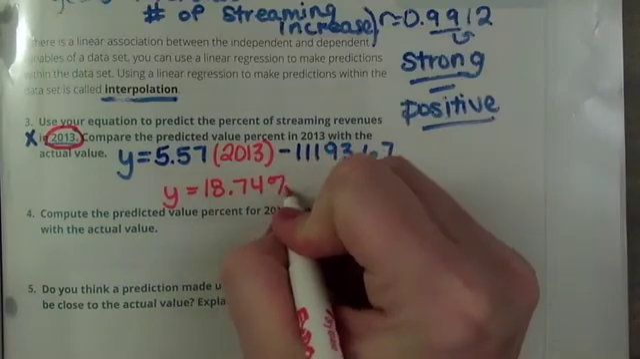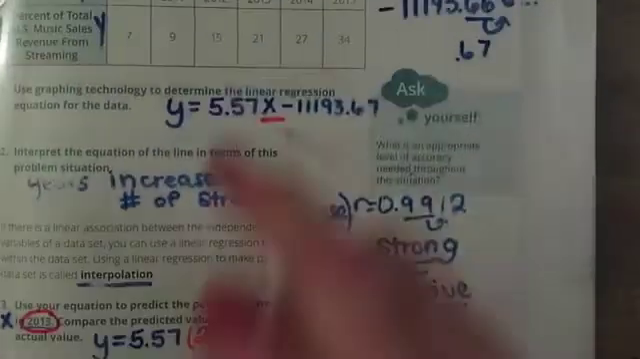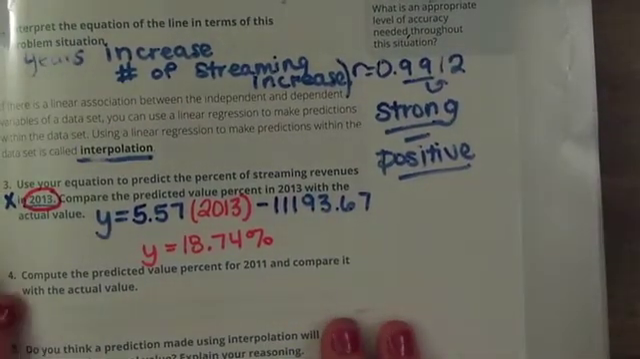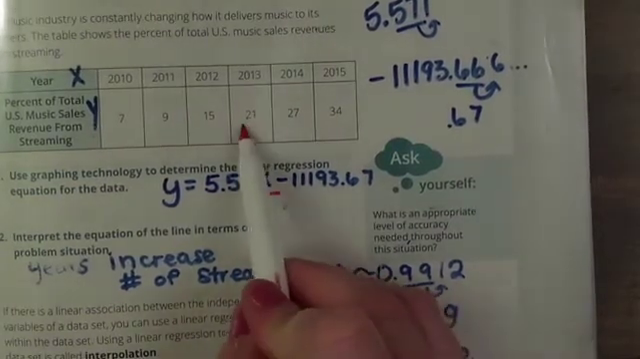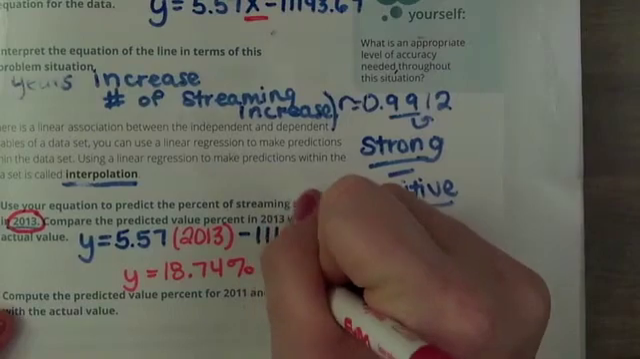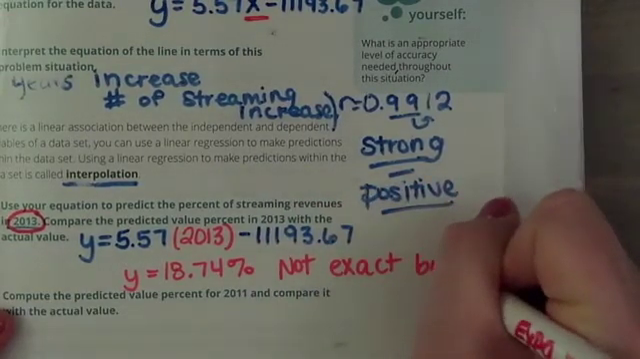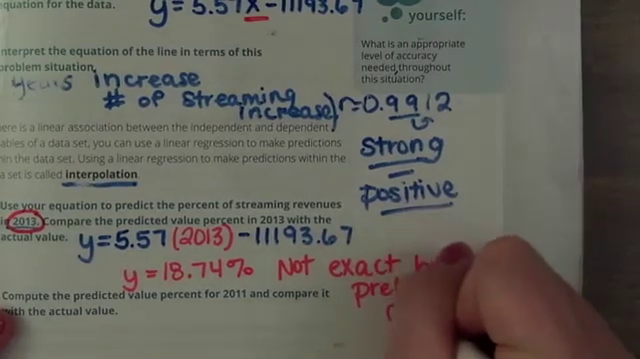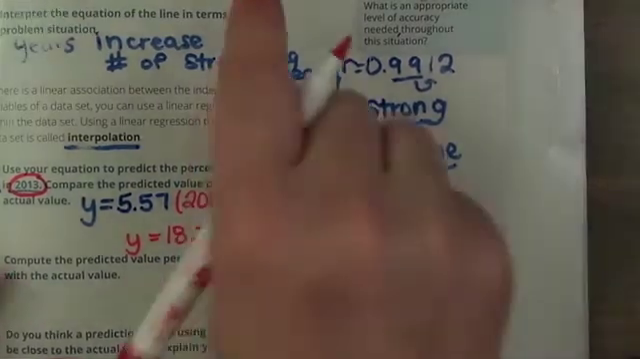So it's telling us 18.74%. If we look, the actual value was 21. So it's not exact, but it is pretty close. So hopefully you saw that it's pretty close.